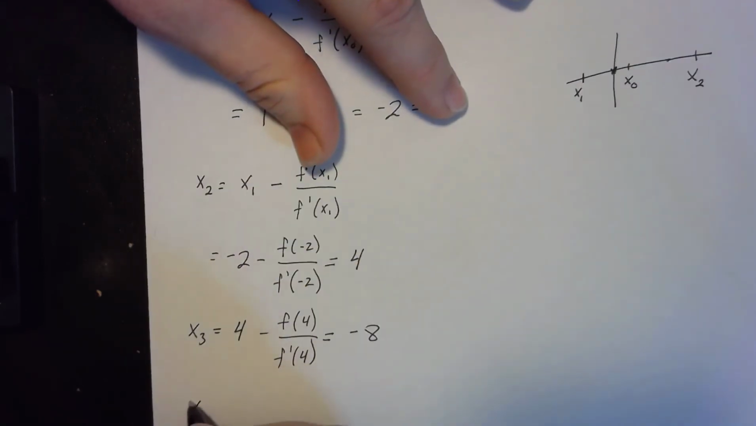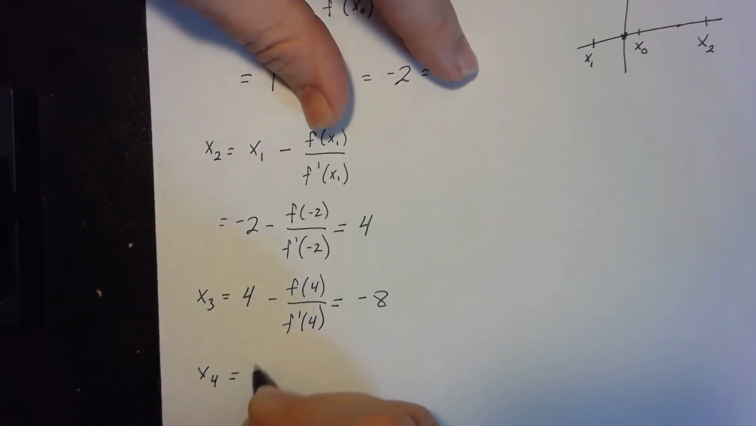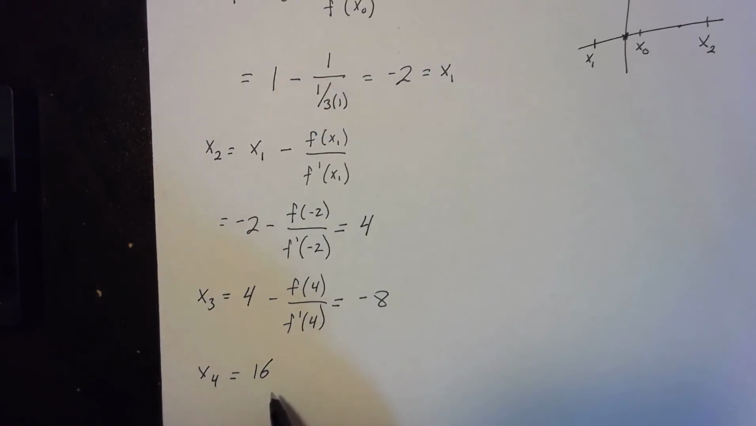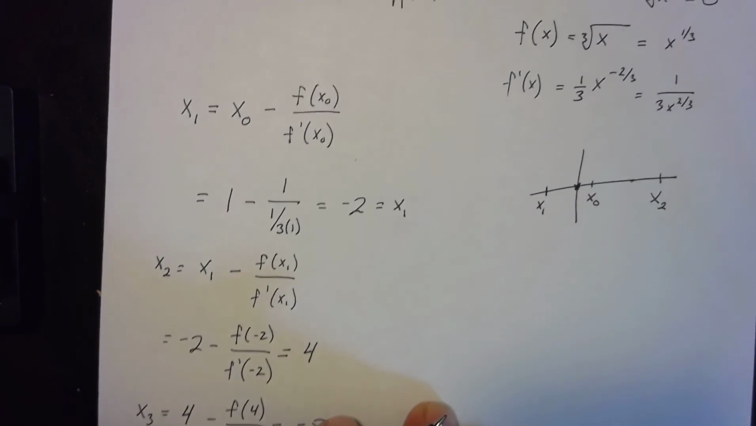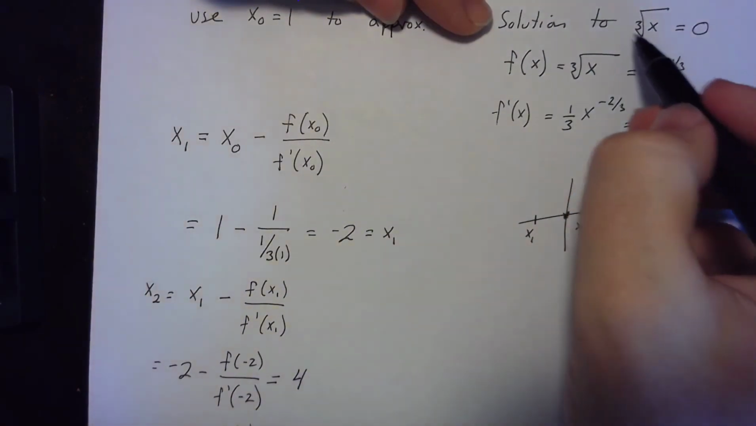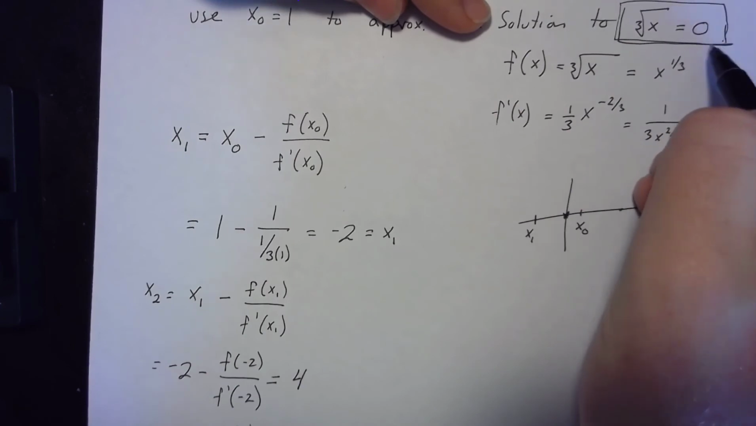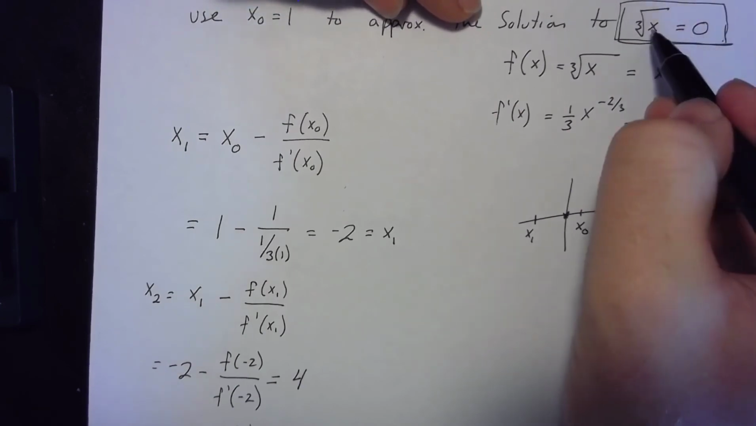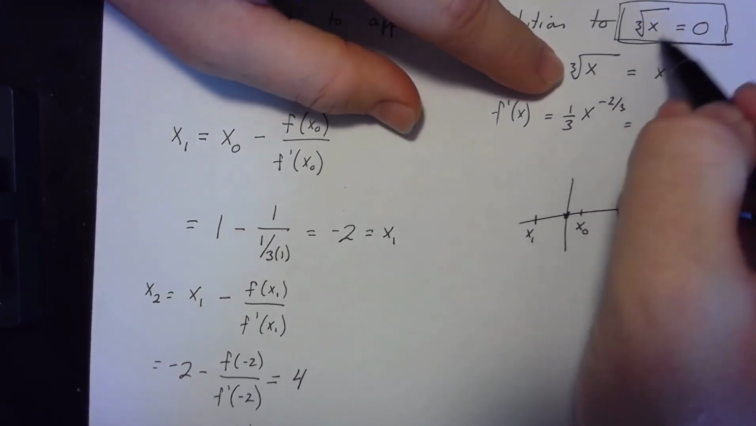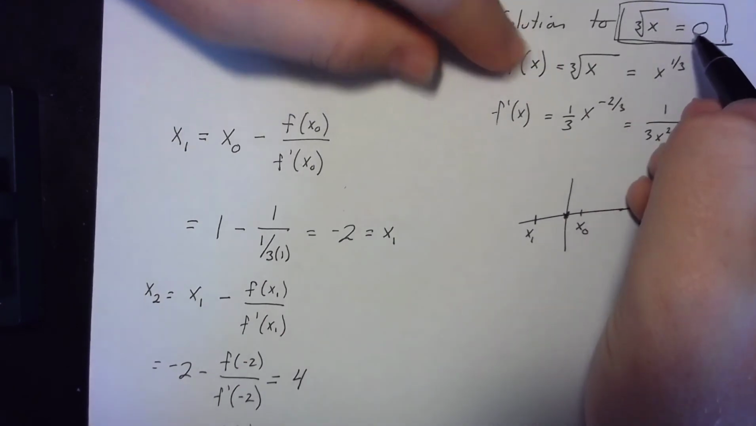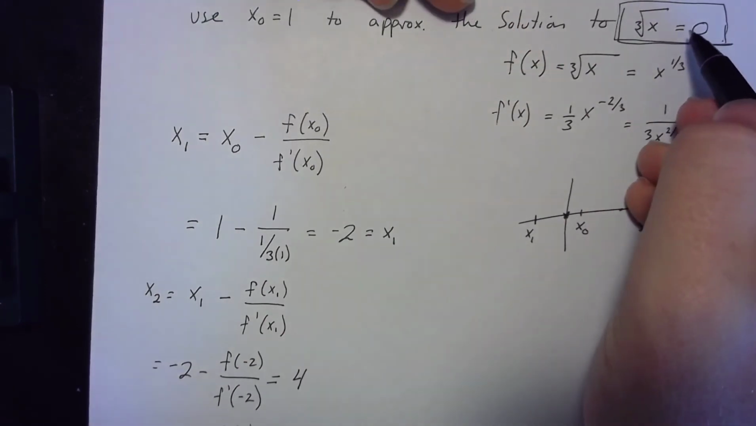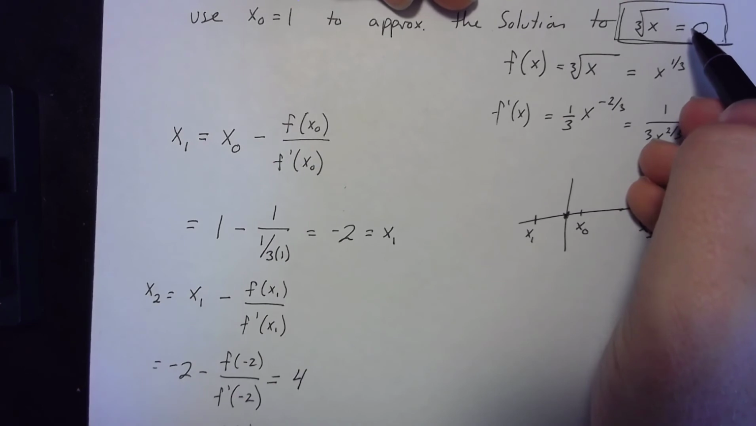If we keep doing this, we'll end up with x4 actually equaling 16. And again, this thing continues to bounce out of control. The two reasons I did this example are, number one, so that you can understand that this notation right here can provide you with your f of x. If you get the equation equal to 0, then your f of x is actually what that thing is when it's equal to 0. The second reason I did this is because Newton's method is not always going to work.